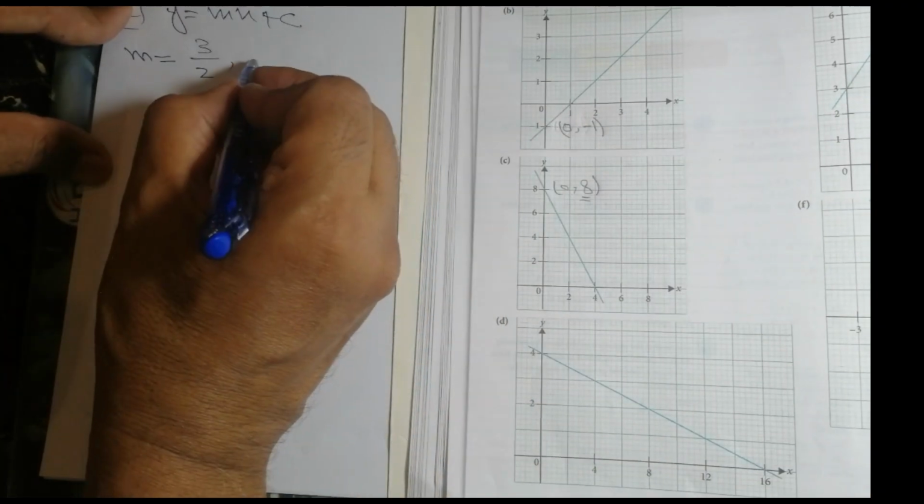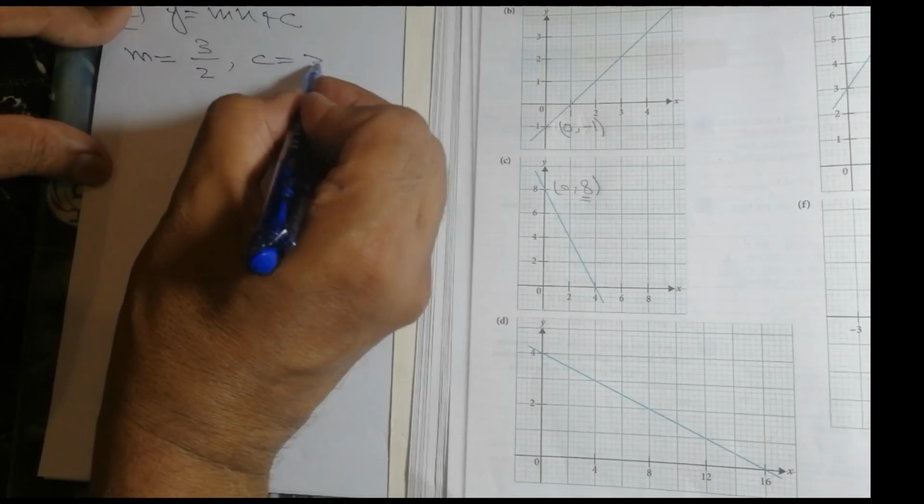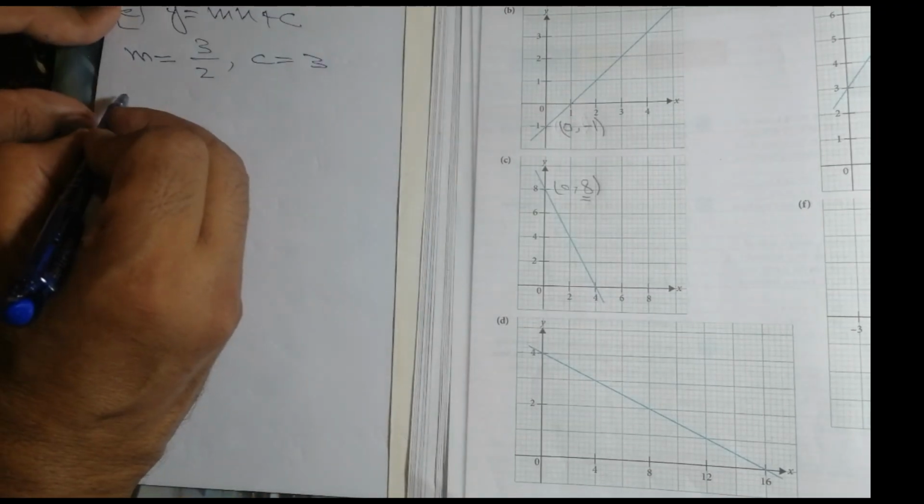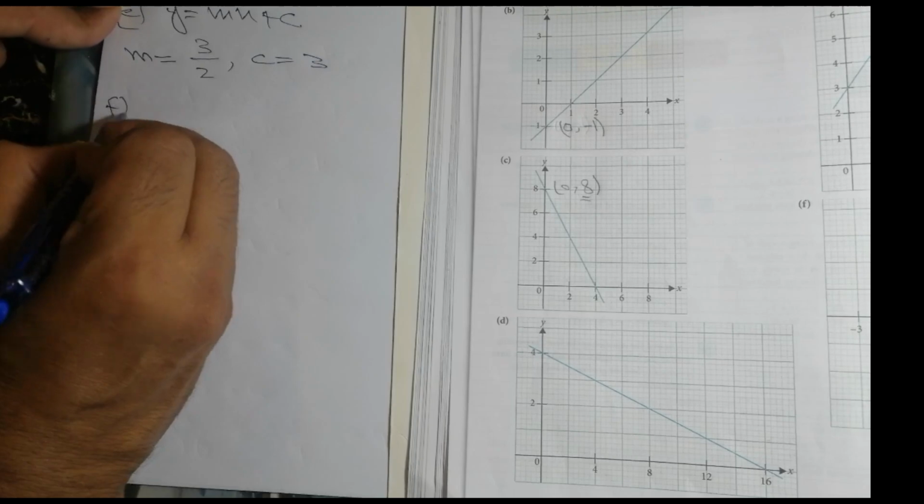So sorry, what is the y-intercept here? It is intersecting at this point, x 0, y 3, so the y-intercept is 3, c equal to 3. And what about part F?